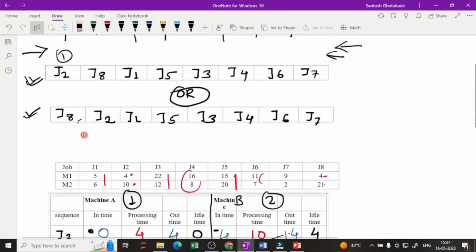So both have 4 minutes of idle time and 90 minutes is the elapsed time. Here I have taken the sequence of J2, 8, 1, 5, 3, 4, 6 and 7. So you can take this sequence and also calculate the elapsed time. You will get the same answer. So in the next lecture we will see the n job 3 machine type of problem.